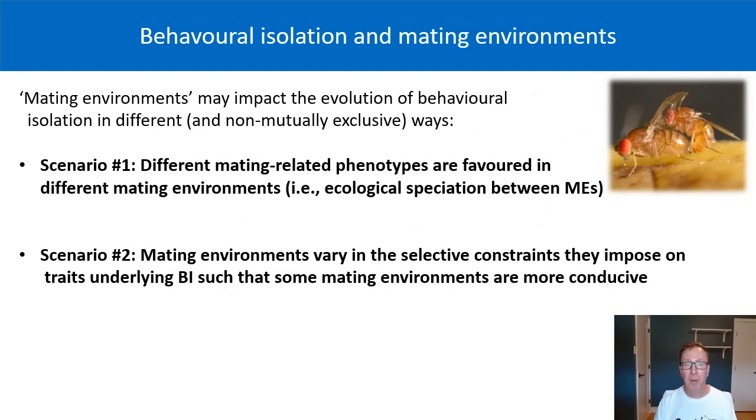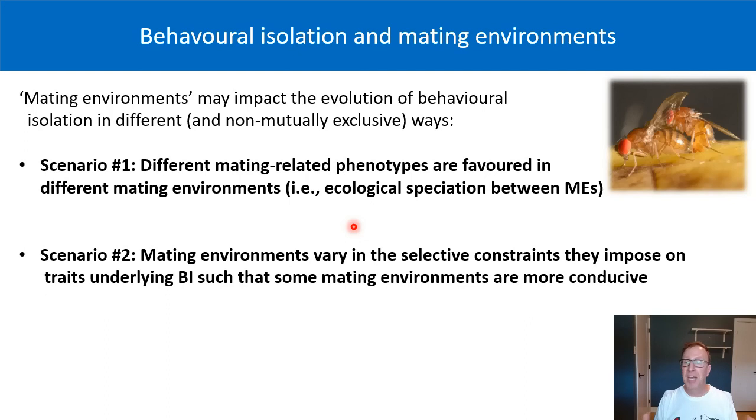So how might mating environments generate behavioral isolation? Well, there's 2 different possibilities here. One is that they may simply be an axis of divergent selection, which can drive ecological speciation directly. Adaptation to different mating environments generates behavioral isolation as a byproduct. Alternately, mating environments may indirectly affect the evolution of behavioral isolation if some mating environments are more conducive to the evolution of behavioral isolation, or other ones are more constraining. They prevent the evolution of behavioral isolation.